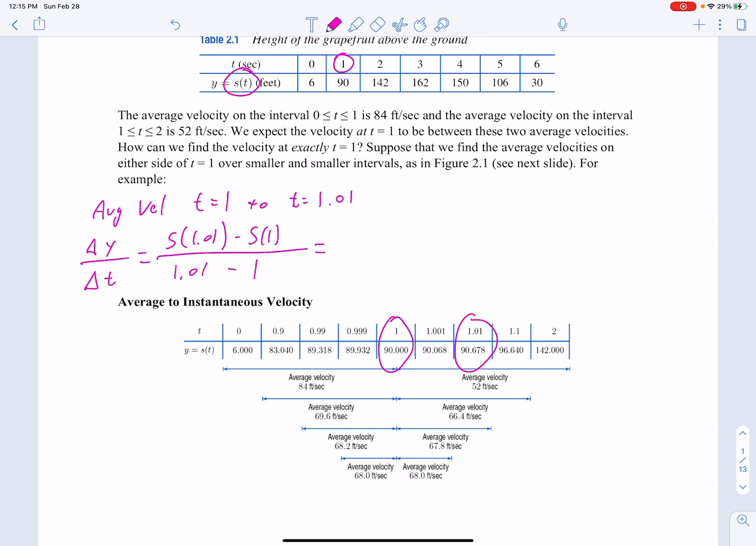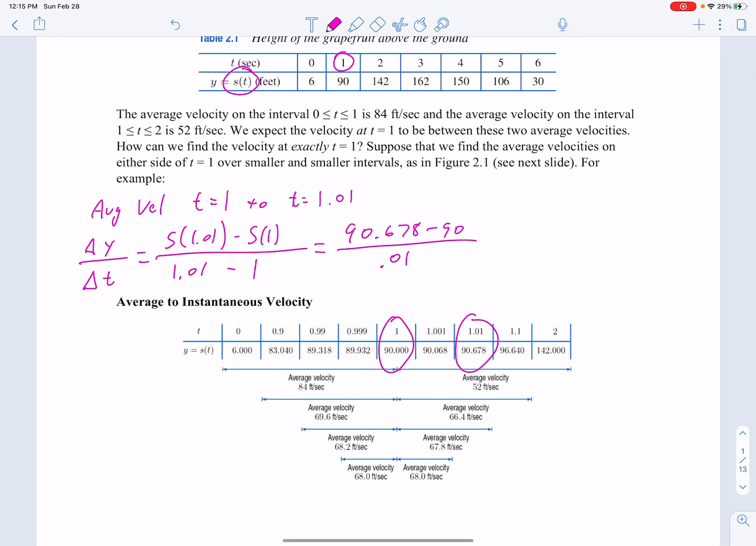So we've got 90.678 minus 90, over 1.01 minus 1, which is 0.01. If you punch that in your calculator, make sure you use parentheses appropriately, as I just wrote here. Otherwise, the calculator will do the calculation wrong. If you do that, you should get something like 67.8.